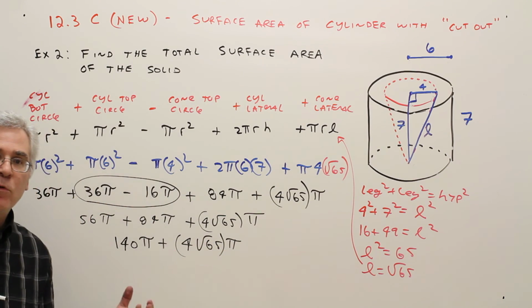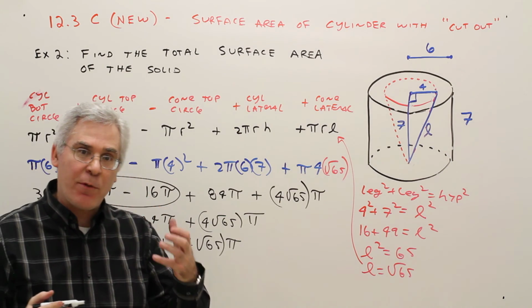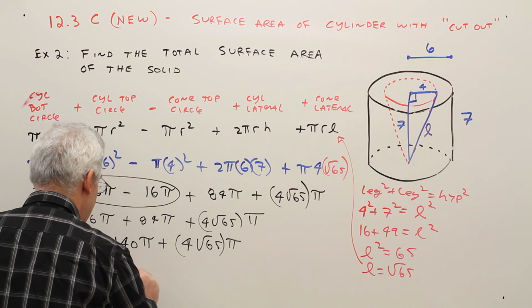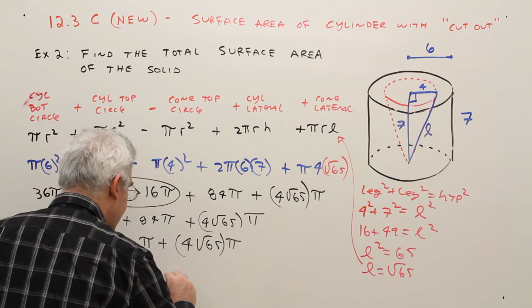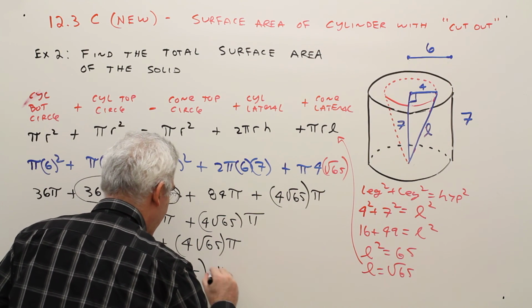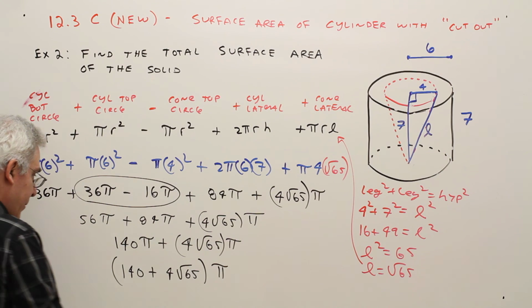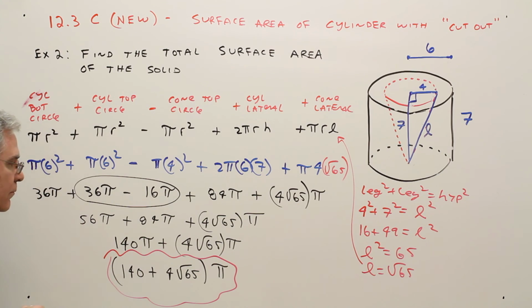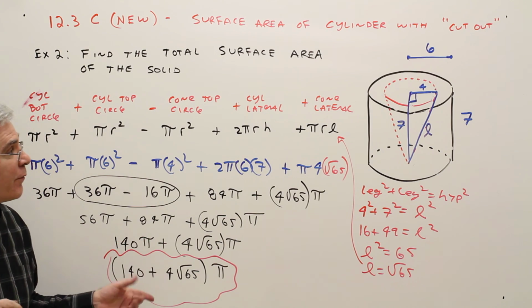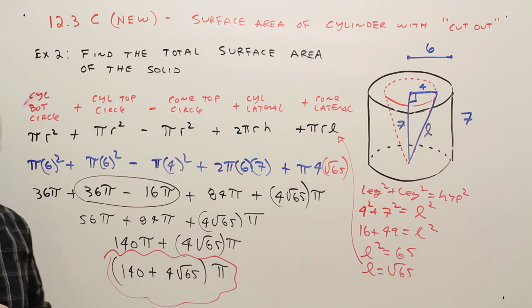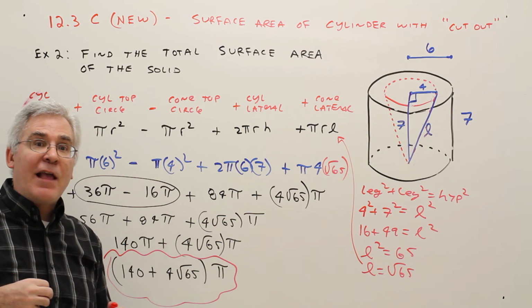And then what I might do is just totally factor out the pi. So I'll report my answer as 140 plus 4 radical 65, all in parentheses, all times pi. And that would be my total surface area of that solid. So there you have it, how to find the total surface area of a cylinder with a conical cutout.